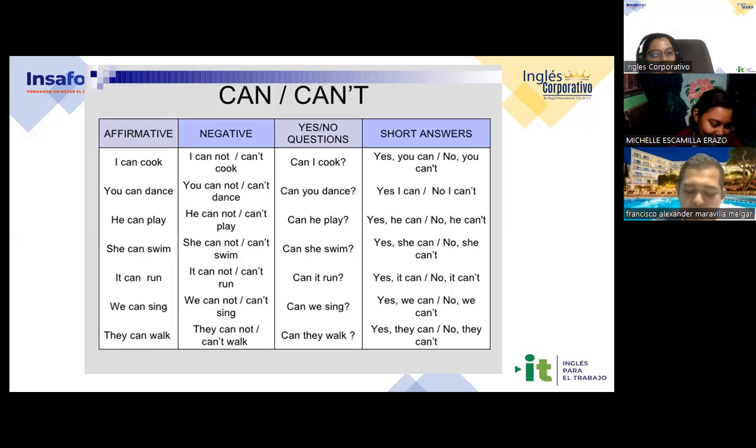Michelle, can you drink coffee every day? Can you drink coffee every day? Okay. Excelente. Yes, I can. Okay. Can you drive every day? No, I can't.